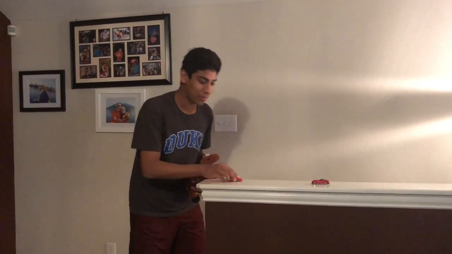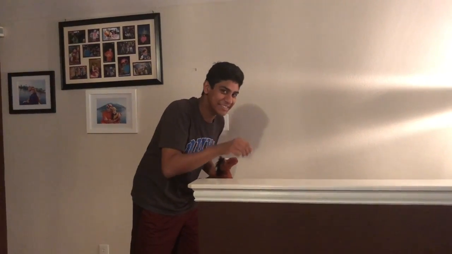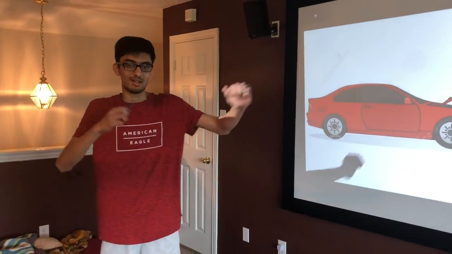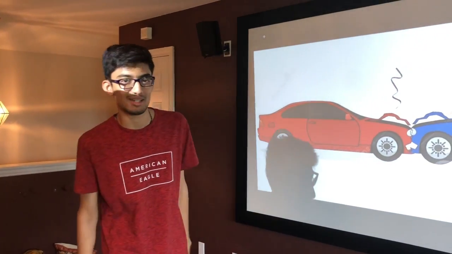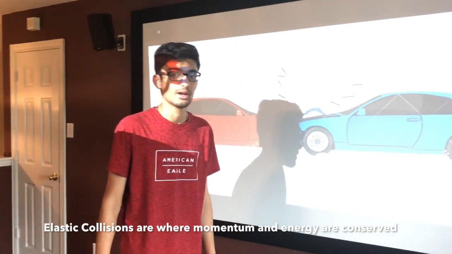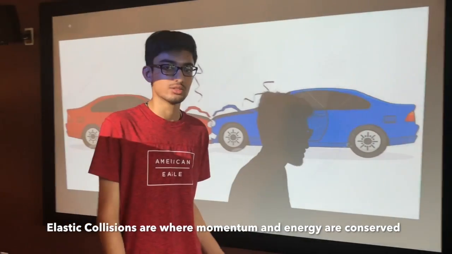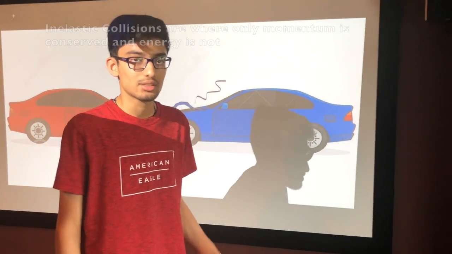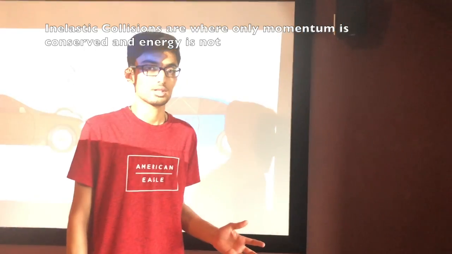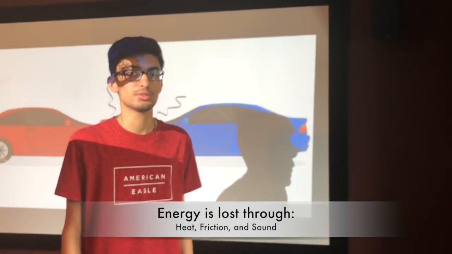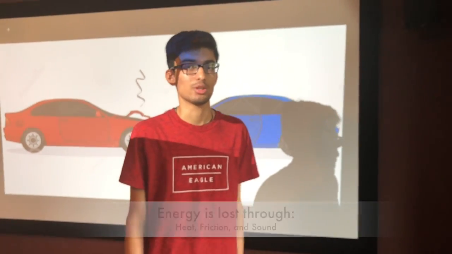Today we'll be talking about collisions. So what are collisions? There are two types of collisions, elastic and inelastic. Elastic collisions are where momentum and energy are conserved, and inelastic collisions are where only momentum is conserved and energy is not, and energy is lost through other forms such as heat, friction, and sound.